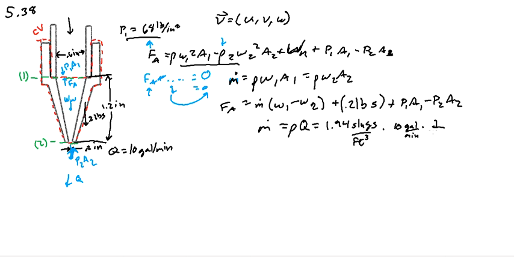Times 1 over 7.48 gallons per foot cubed, times 1 over 60 seconds per minute. And this is going to give you 0.0432 slugs per second.